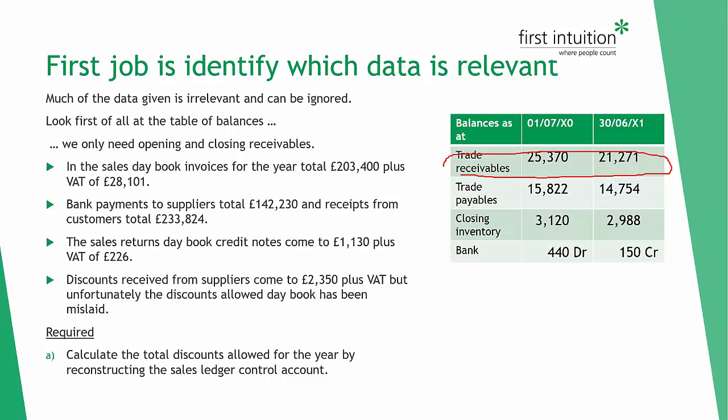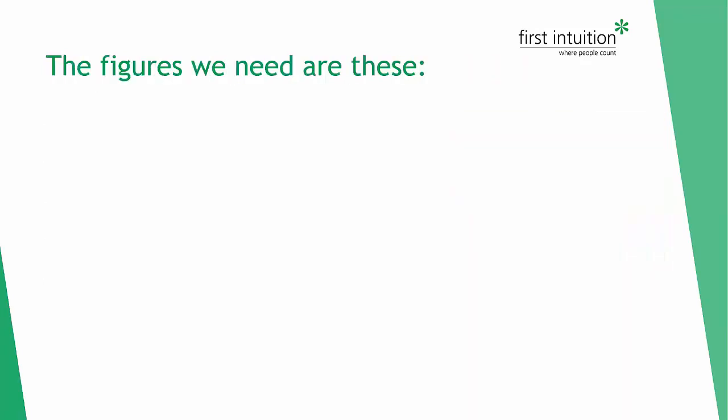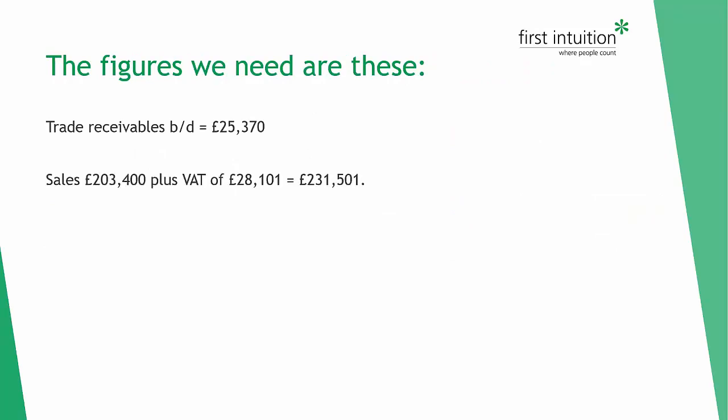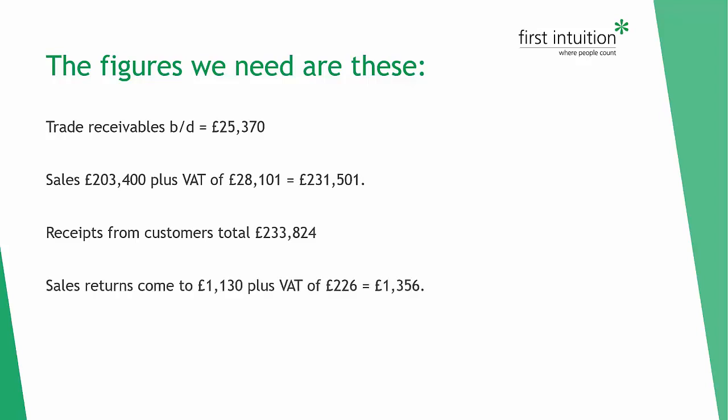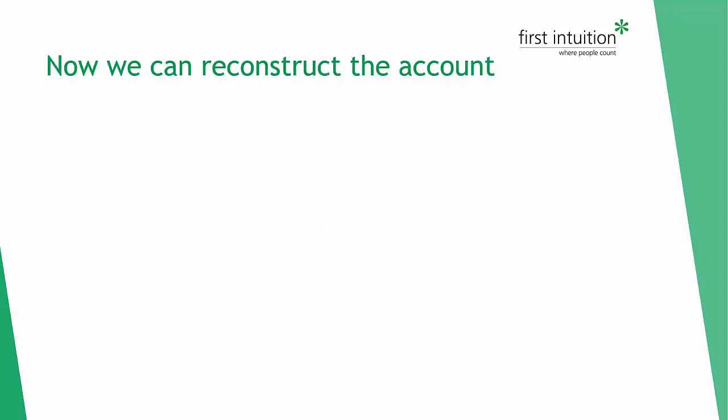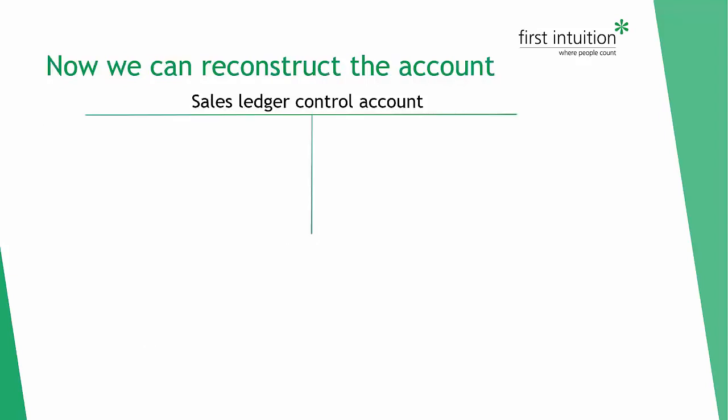So let's now summarize the figures that we're going to use. We need trade receivables opening balance. We're going to need the sales figure. We're going to need the receipts figure. We're going to need the returns figure. We're going to need the closing balance. Those are the figures we're going to work with. And now we can reconstruct the sales ledger control. Here's our account.